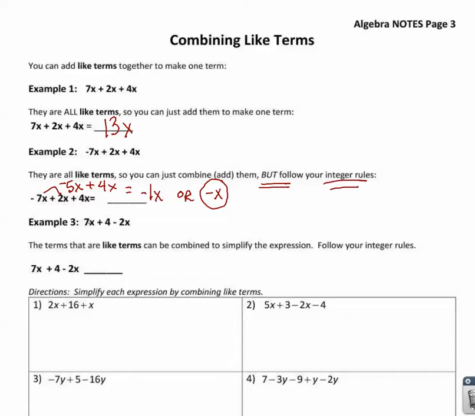Example 3, 7x plus 4 minus 2x. The terms that are like terms can be combined. Follow your integer rules. So I can combine 7x minus 2x, but my plus 4 is just going to remain a plus 4. So 7 minus 2 is 5, a like term of 5x, plus 4. You cannot combine the 5 and the 4 because they do not both have a variable of x.